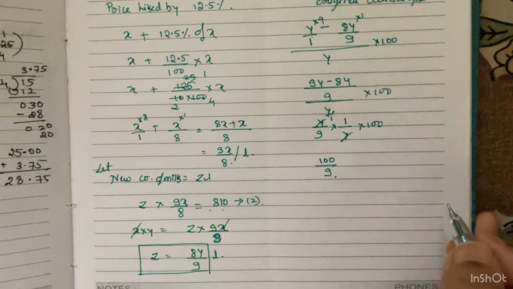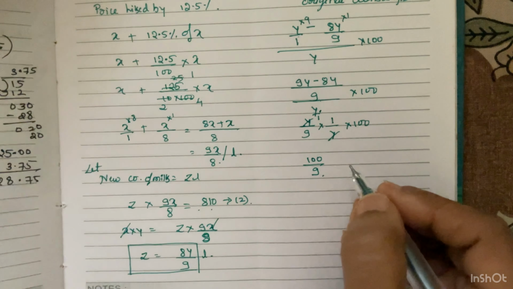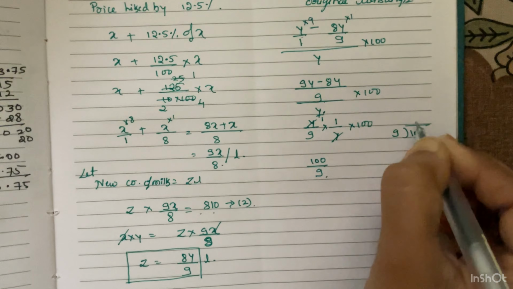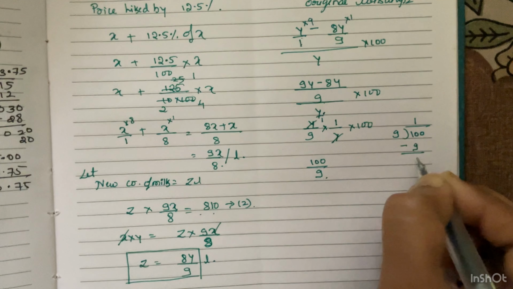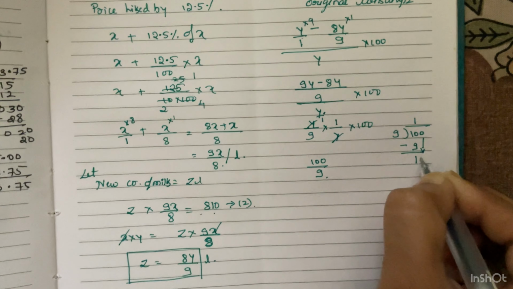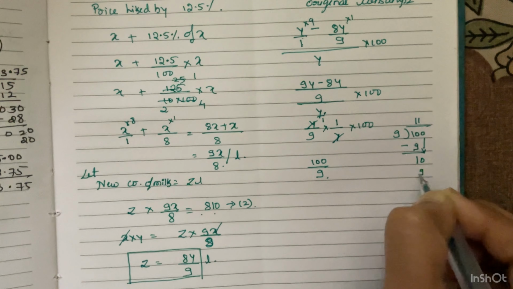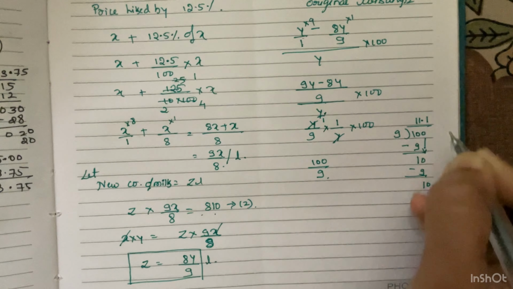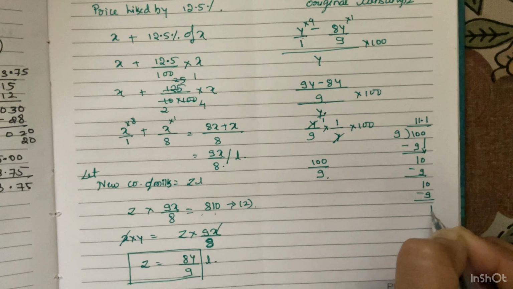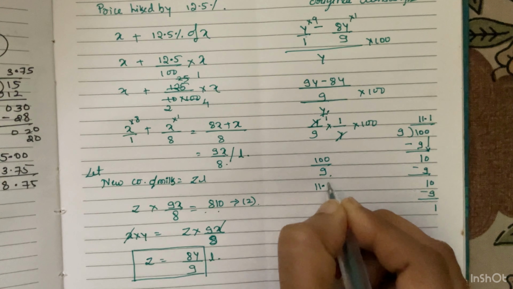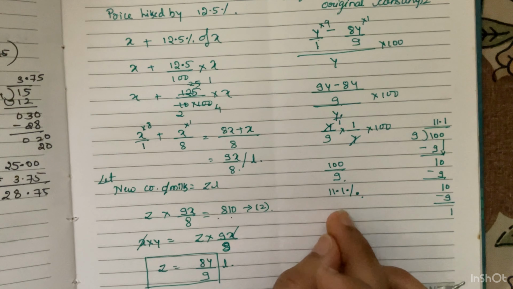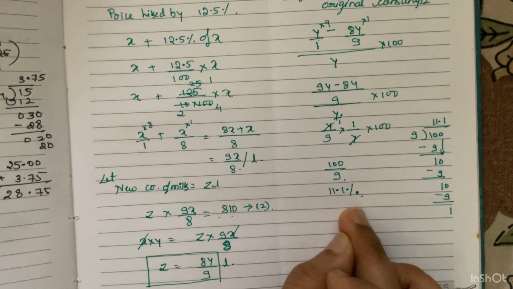Now we will bring it to decimal. 100 by 9: 9 ones are 9, 10 minus 9 leaves 1, take the 0 down, 9 ones are 9, subtract, leaves 1, take a point, place 0, 9 ones are 9. It will keep on going, so let me consider 11.1%. So the consumption of milk is reduced by 11.1%.